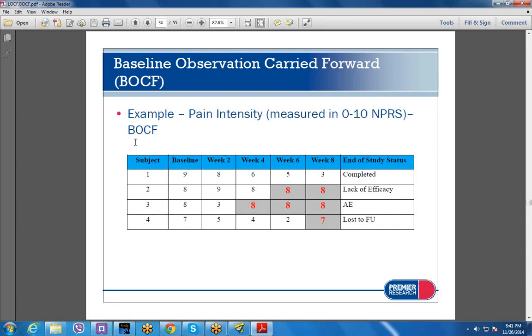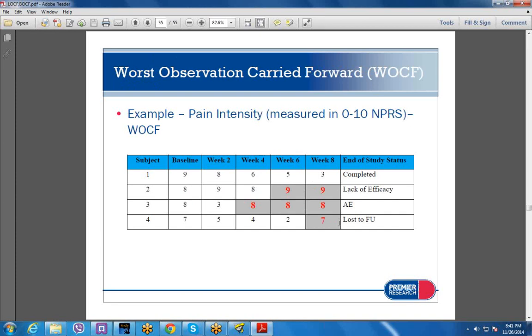If they ask us to do the BOCF, then baseline. In the place of missing, what's the baseline? Initially it is 8, so keep the baseline. Here also the baseline is 8, so keep the 8. Baseline is 7, so keep the 7 in the place of missing. Then we have the WOCF. What is the WOCF? It's the worst observation carried forward. What is the worst observation? The worst observation is 9. Then out of these 3, 8 is the worst. Then highest is 7. So take the worst. Okay, so this is a WOCF.